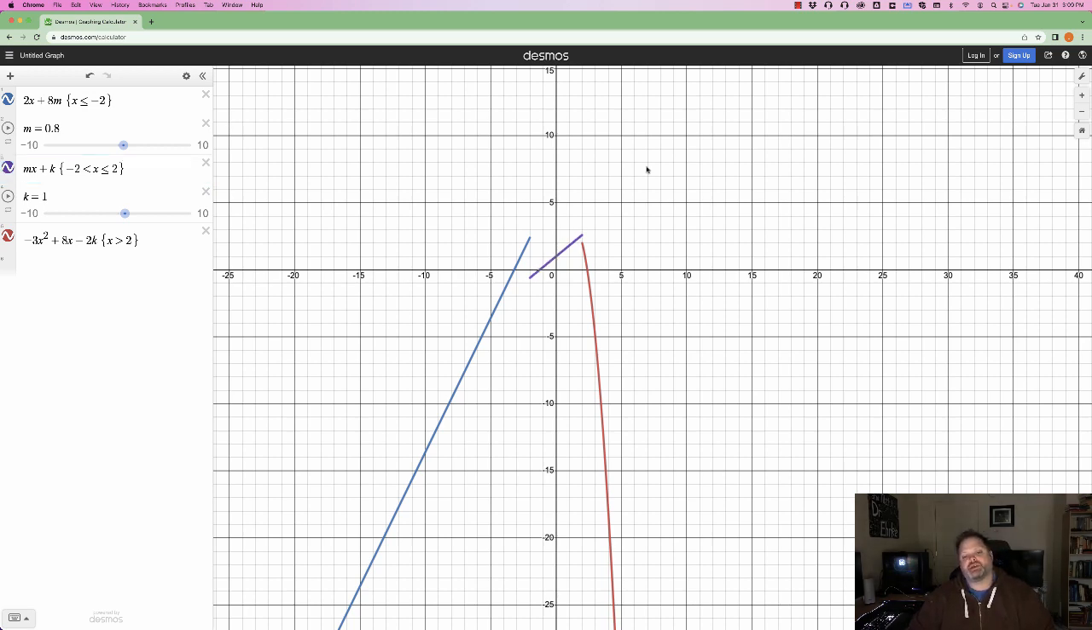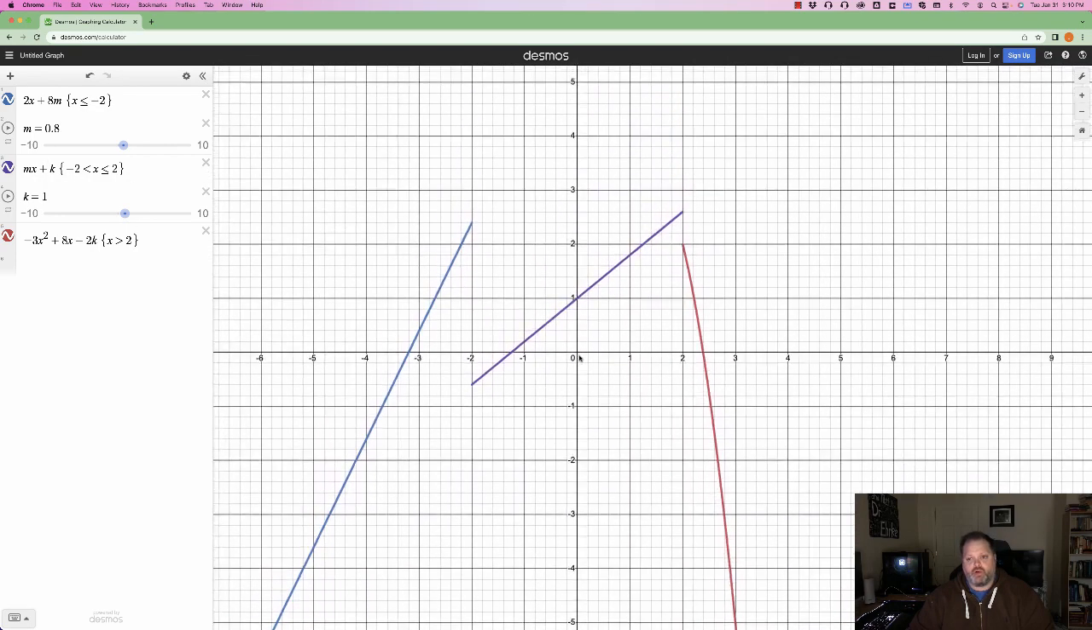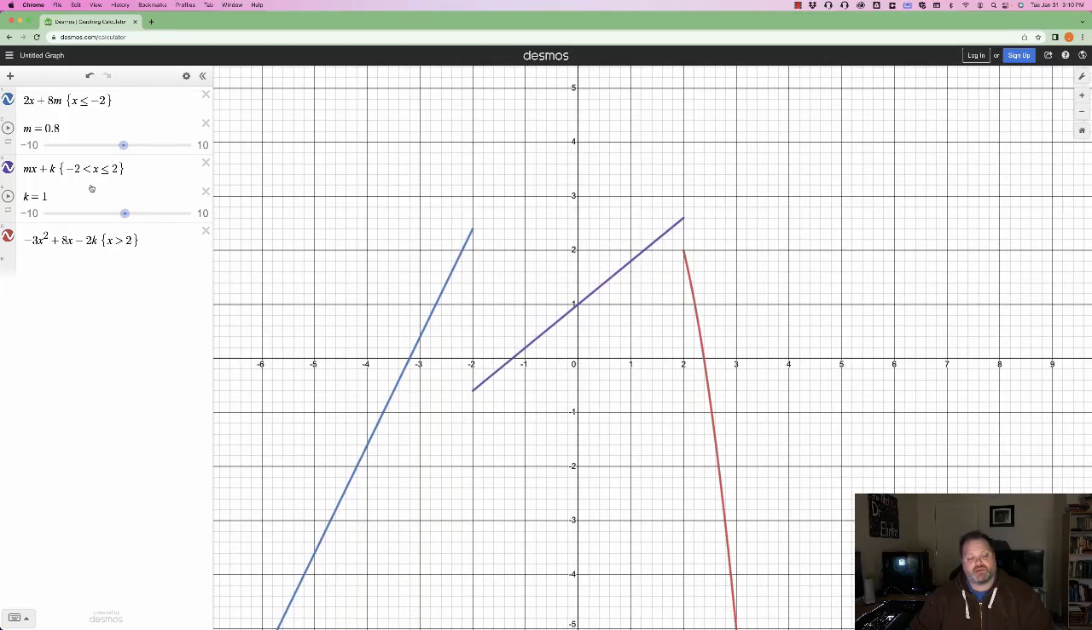All right, so what you can see here is we've got 3 different graphs. And if m were 0.8 and k were 1, the graphs are definitely discontinuous, right? There are jumps at negative 2 and positive 2. Now, each graph is a polynomial, so we know that there are no discontinuities on the graphs themselves. It's just where they switch from one graph to another, which would be at negative 2 and again at 2. So the whole goal is for us to solve for the special values of m and k that will make these continuous.